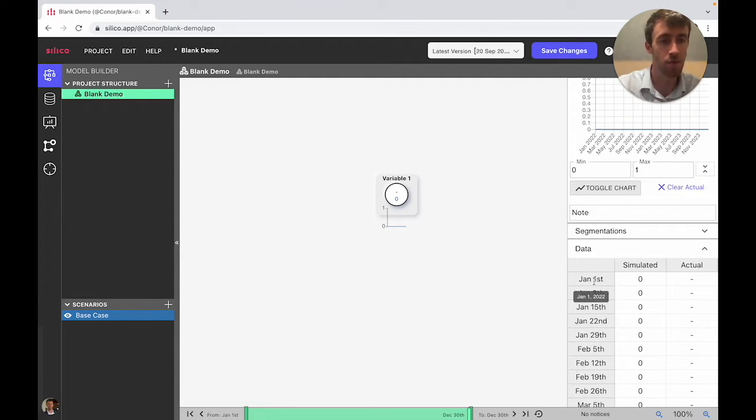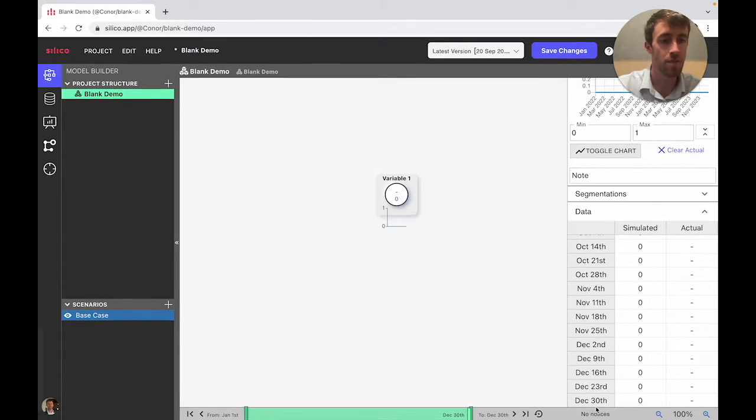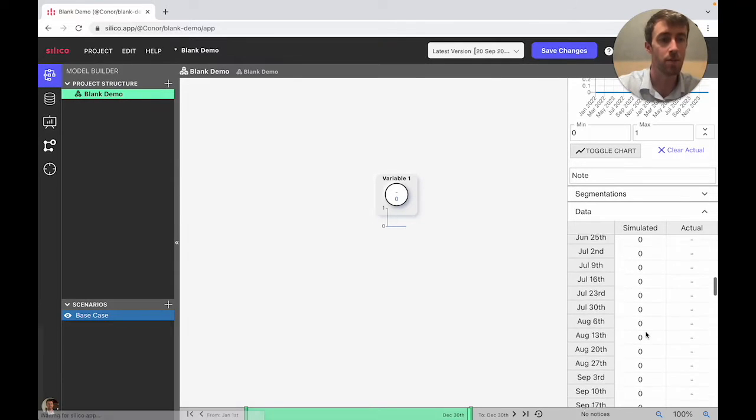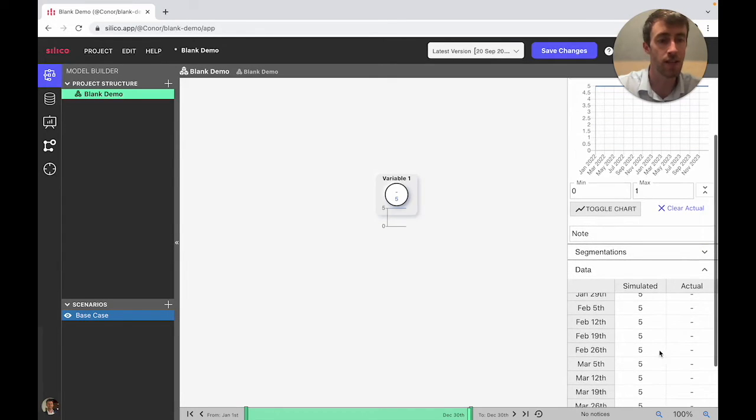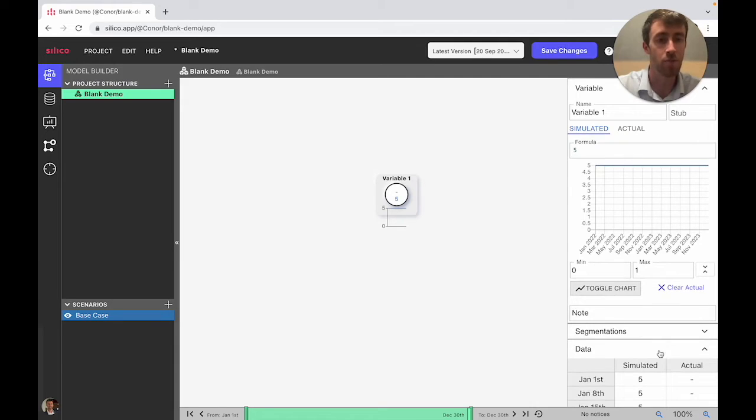In this case, we run the model from January 1st and we're running it in intervals of weeks. So there's a new value held for the start of every week, and we're running that all the way down until December 30th, 2023. That's the simulation period of this particular model that we've set up. If we open the inspector again and put in, let's say, 5 within the formula, we can see on the graph that changes what's held there. And if we go to the data tab, we can also see that 5 is now the value for all of those different weeks throughout the simulation period.